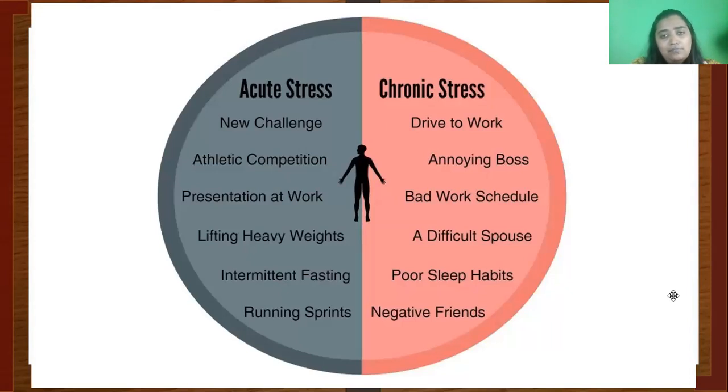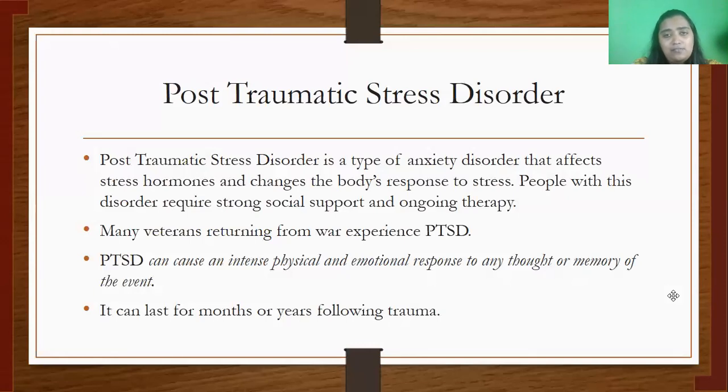Now, let's just try to differentiate what can be grouped under acute stress and what can be grouped under chronic stress. So, when it comes to acute stress, a new challenge or athletic competition, a presentation at work, lifting heavy weights, intermittent fasting, running sprints, all of this can be categorized under acute stress. Now, let's also look at what is chronic stress. Here, like driving to work, having a problem at the workplace, an annoying boss, bad work schedule, a difficult spouse, poor sleep habits, negative friends, all of this also can come under chronic stress.